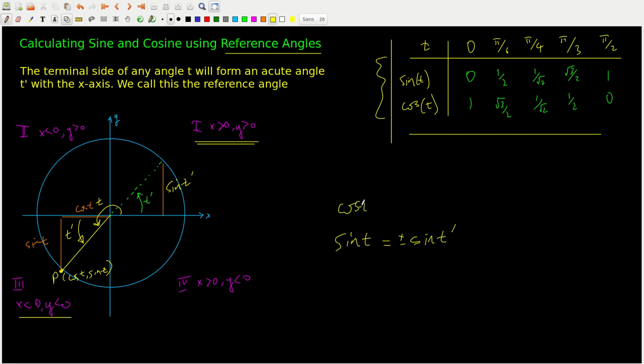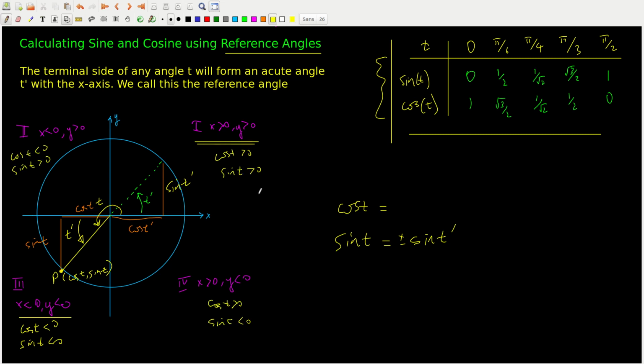We can make the same argument with cosine of t. This length here is going to be the same magnitude as this length here, because this is the cosine of t prime. They're going to be the same, except in this picture, because we're in the third quadrant, this cosine of t is going to be negative, because we know x is negative, and that means cosine of t is negative. We know y is negative, so we know sine of t is negative. And we can go around and write that in every quadrant.